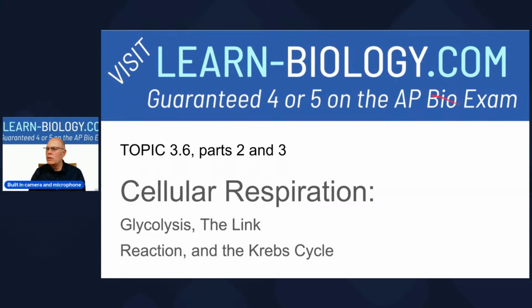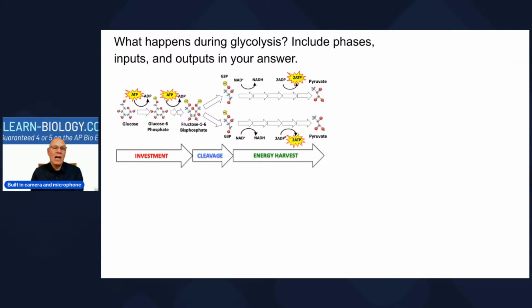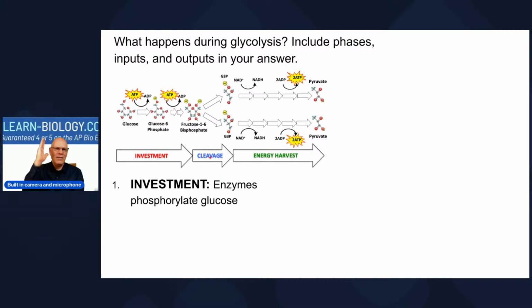Okay, so let's talk about glycolysis in some more detail. Glycolysis has three phases. There's the investment phase, there's a cleavage phase, and there's an energy harvest phase. Investment, when you invest in a company, you put money in. When you harvest your field, you get to pull out the riches of what you've planted. You get to harvest some energy. And to cleave, a cleaver is a kind of knife for cutting something. So those are the three phases: investment, cleavage, and energy harvest.